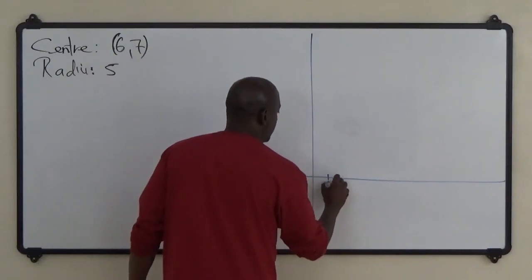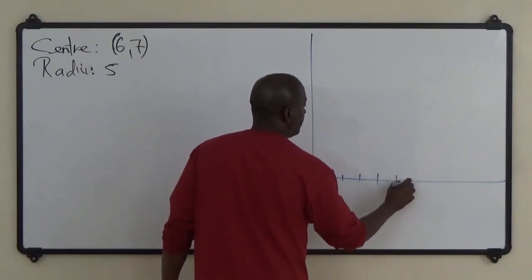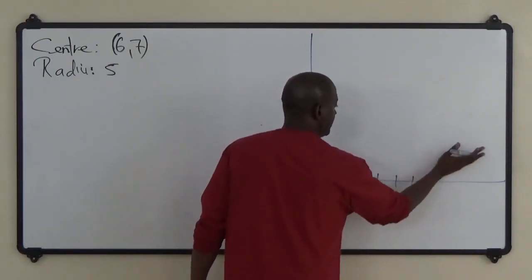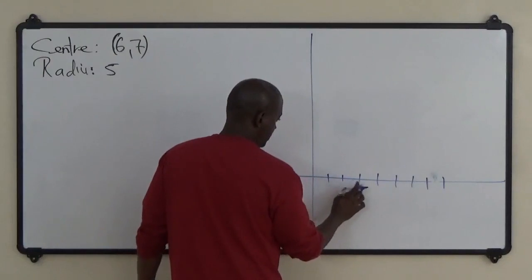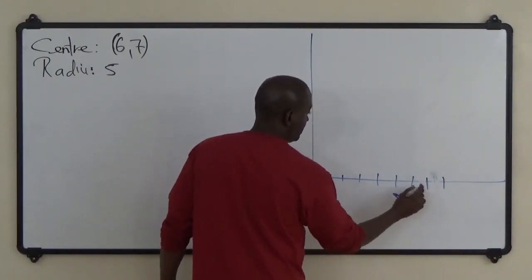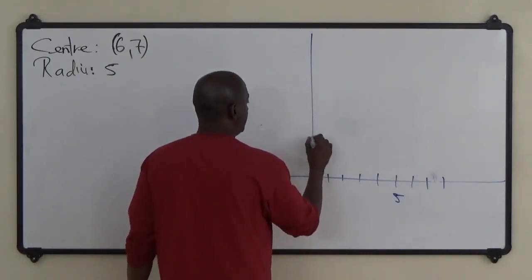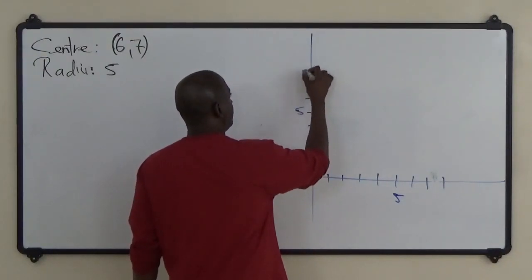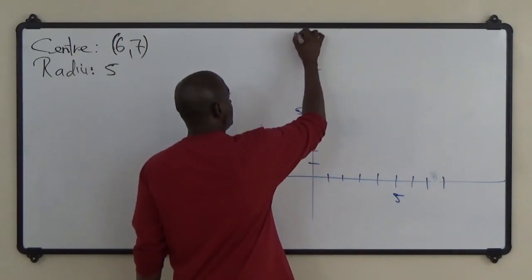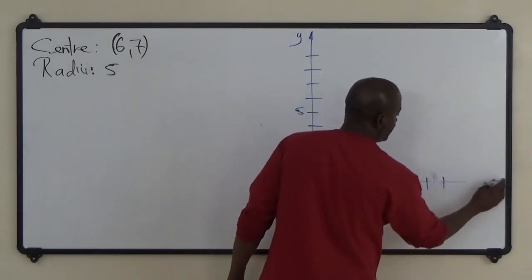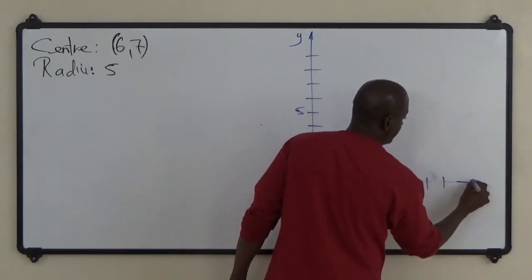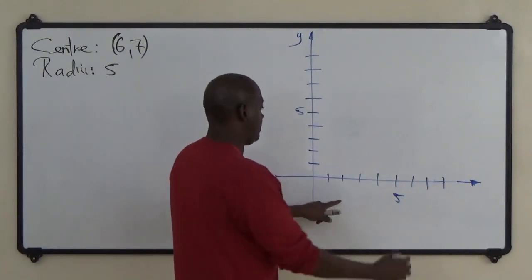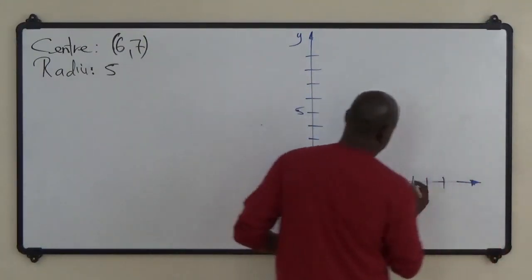But for now, 1, 2, 3, 4, 5, 6, 7, 8. 1, 2, 3, 4, 5, 6. 1, 2, 3, 4, 5, 6, 7, 8. And we're going up the road. That's your y, and that is your x. All right? Okay. So if we have to graph this, this would be 6. Let me see. 6 would be.